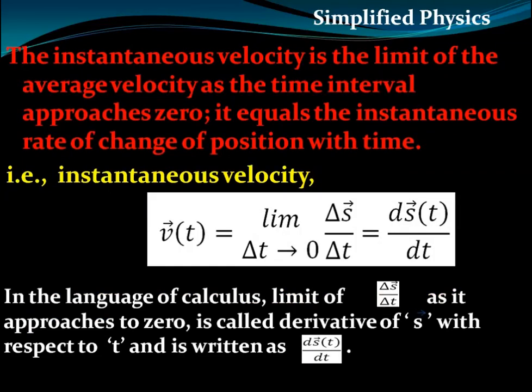And the instantaneous velocity is the limit of the average velocity as time tends to zero, and it is equal to the instantaneous rate of change in position with time. That means displacement with time. That is simply called instantaneous velocity. Instantaneous velocity is simply given by ds by dt.